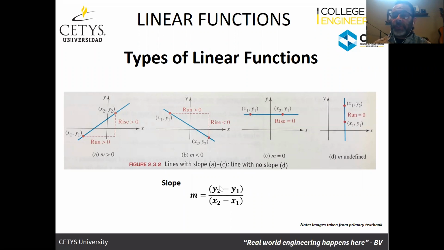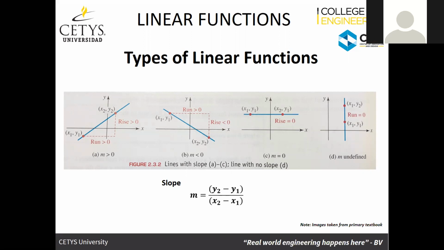Okay, so let's look at the formula here for the slope. The slope is going to be the relationship between the change in y and the change in x. It's going to give us the inclination. So if the slope is zero, it means there's no inclination in y because y2 minus y1 is zero. So when the slope is zero, we're talking about a completely horizontal line. It has no inclination.